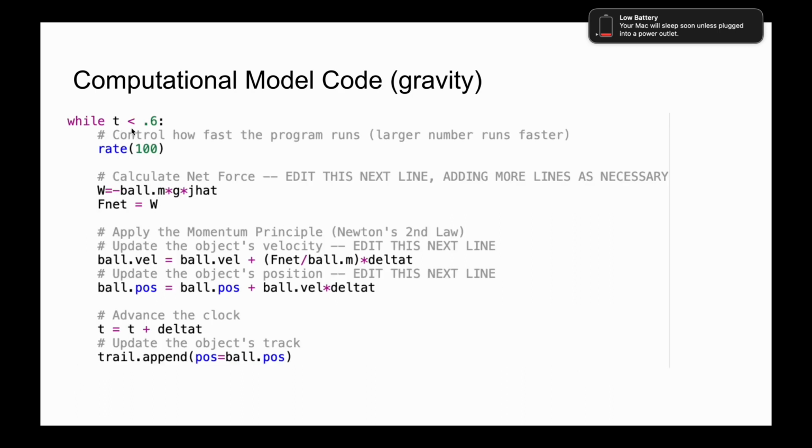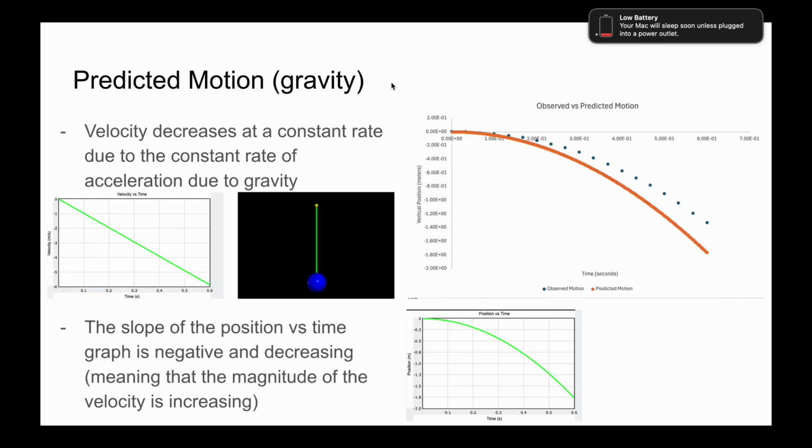I did while t is less than 0.6 seconds, because the data that I got in Tracker ended at 0.6 seconds. Then we have the weight force, which was put in. It's the negative ball mass times g times j hat, and F net is equal to the weight force only. That's the only force acting on it. The ball's velocity is updated using the velocity update formula with Newton's second law, and so is the position using the position update formula. And here's this predicted motion.